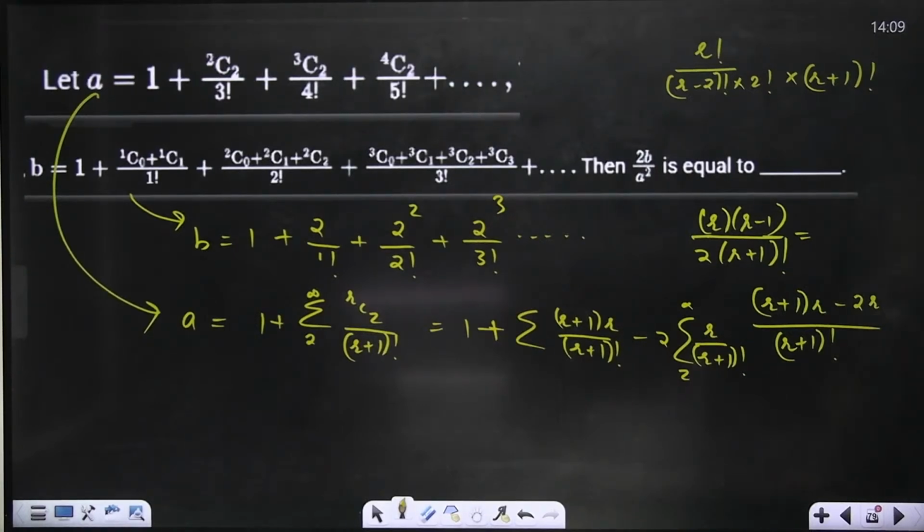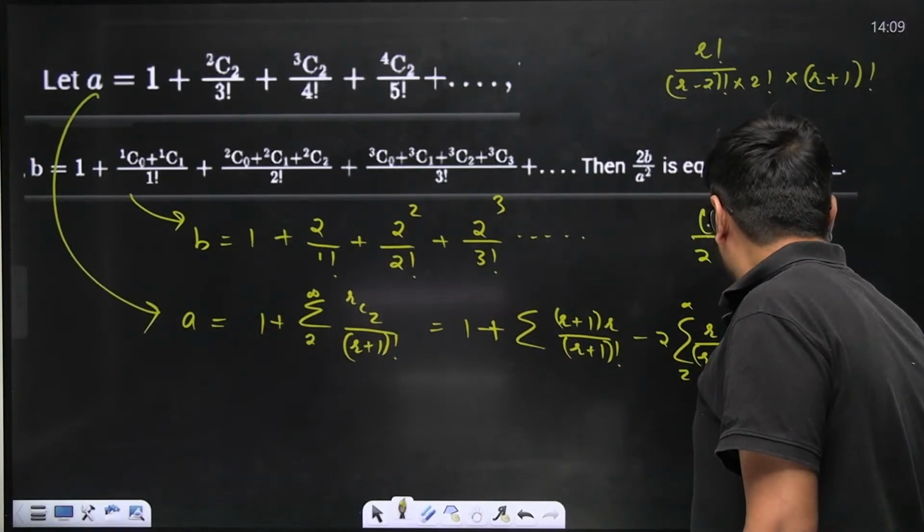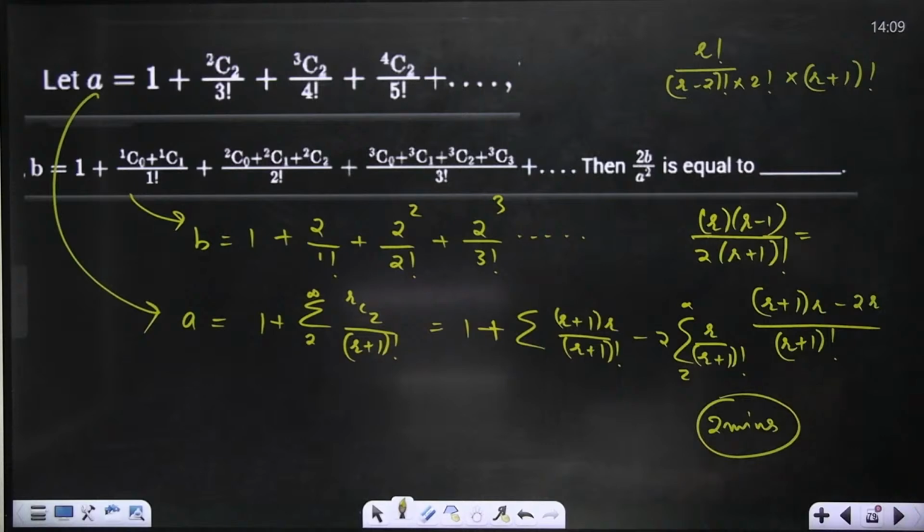Just give me a minute, somebody's there. Try to expand it more, try to analyze it more. I'll take 2 minutes. Okay, give me 2 minutes. I'll just be back.